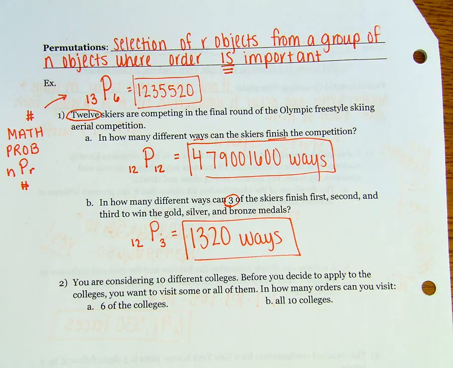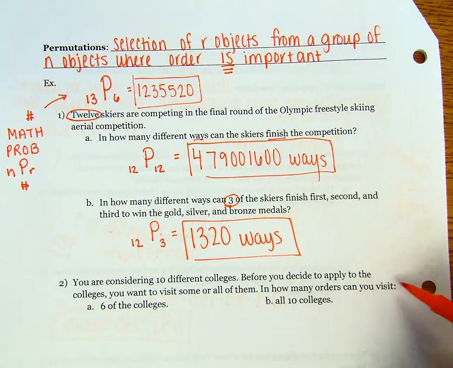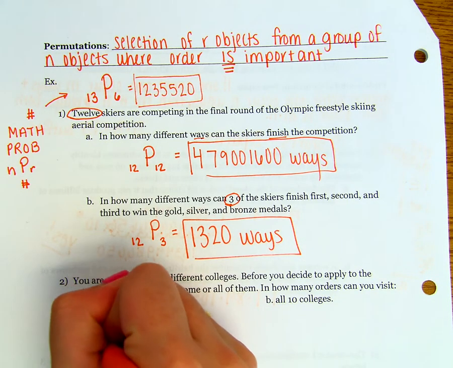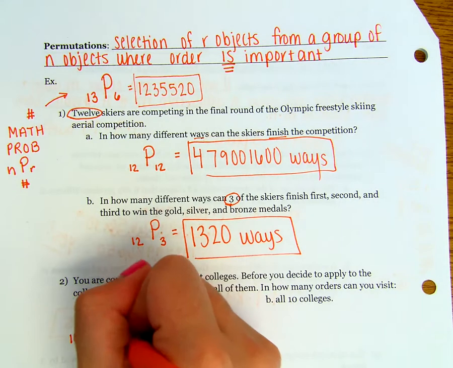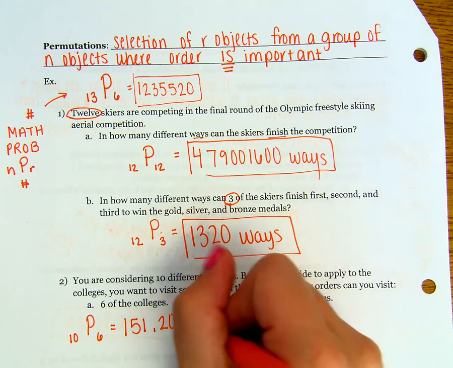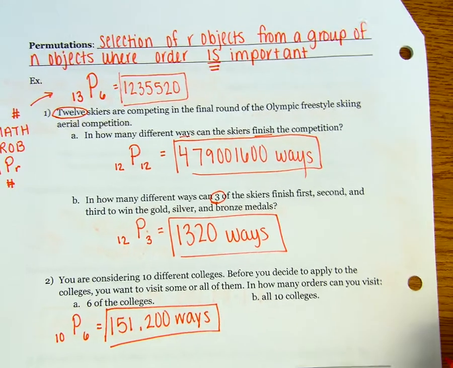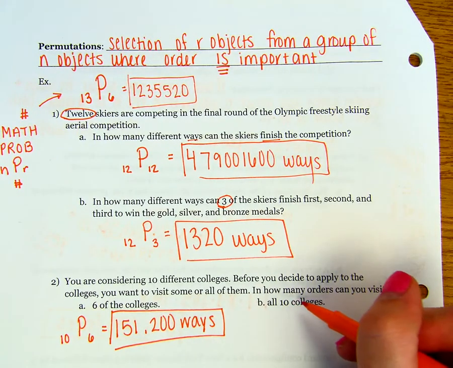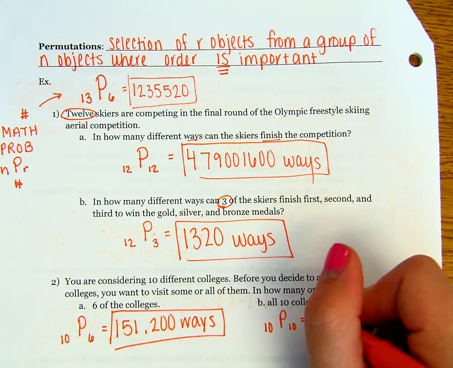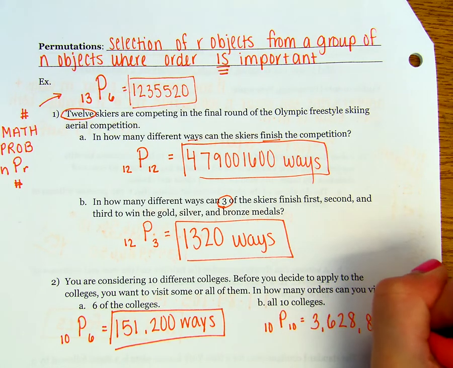Question 2 says you are considering 10 different colleges. You decide to apply. You want to visit some or all. In how many orders can you visit 6 of the colleges? Well, we have 10 colleges and we want to visit 6 of them. When you plug this into your calculator, you should have gotten 151,200 different ways. In part B, it says you want to visit all 10 colleges. So we have 10 to choose from, and we're going to go to all 10 of them. So you had 3,628,800 different ways.